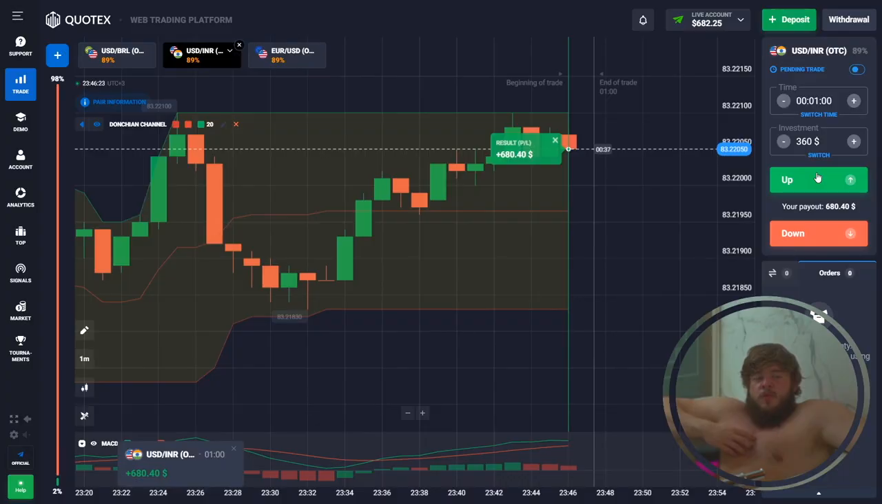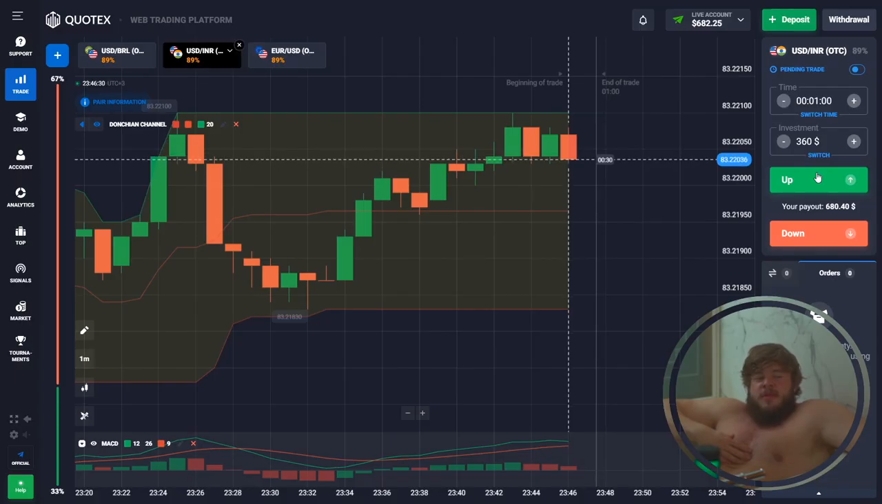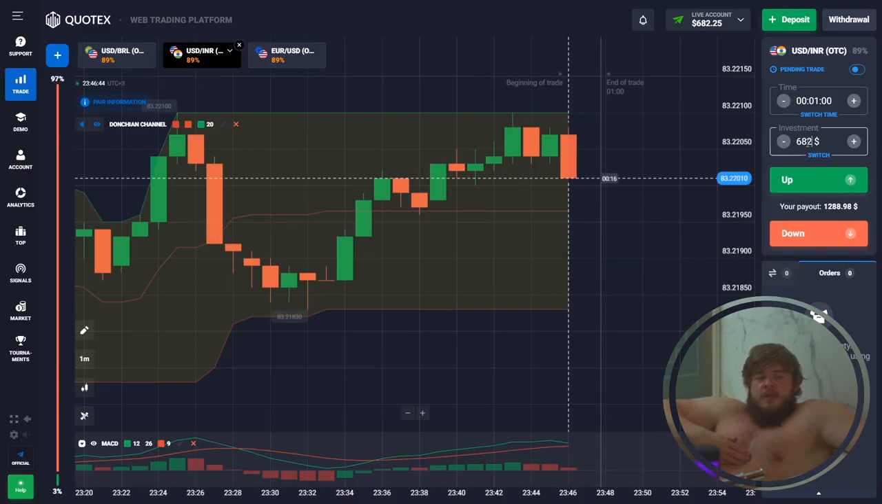Now we had one more profitable trade. We opened it according to the results of the MACD indicator, because as you can see, the green line is strictly above the red one. Now let's continue. We're changing our investment to $682. And now let's think what we should open next, which position and which currency pair we should choose now.